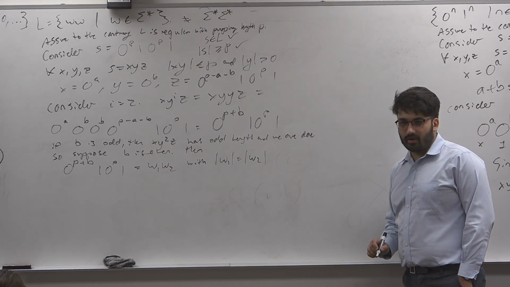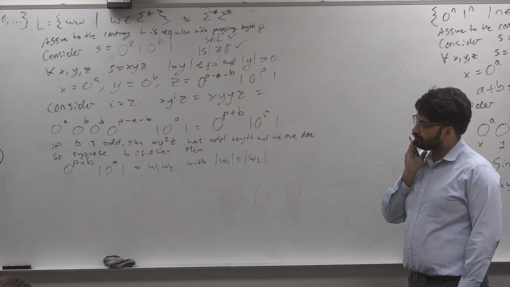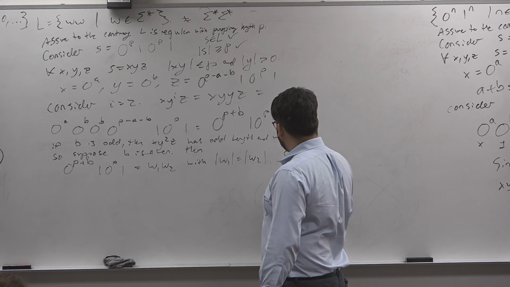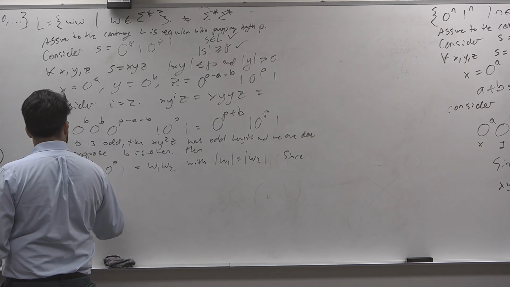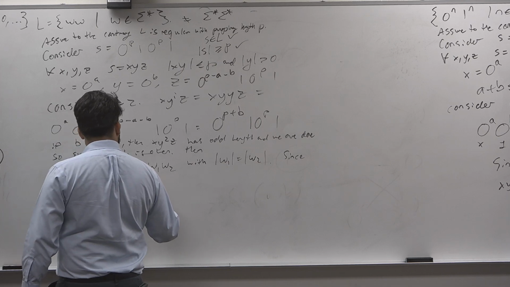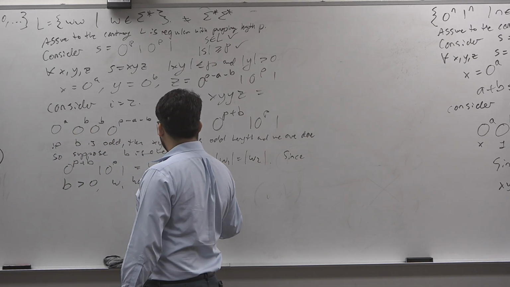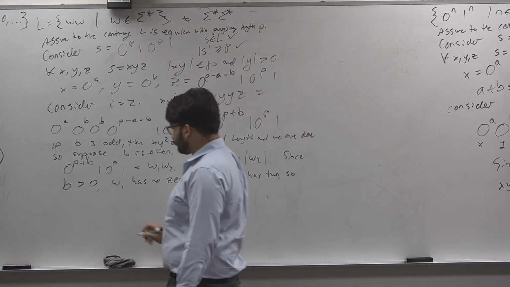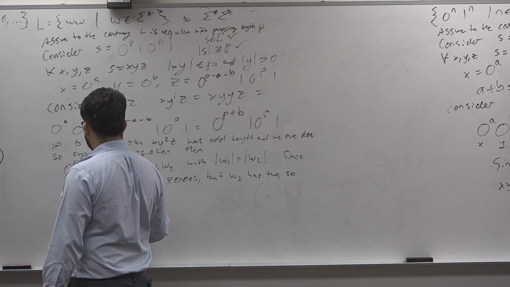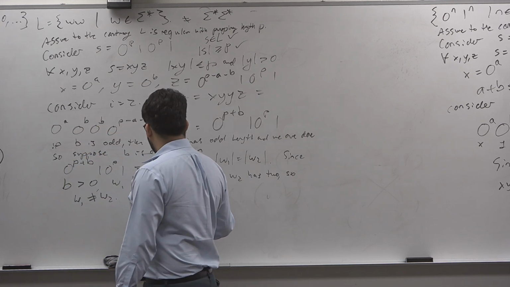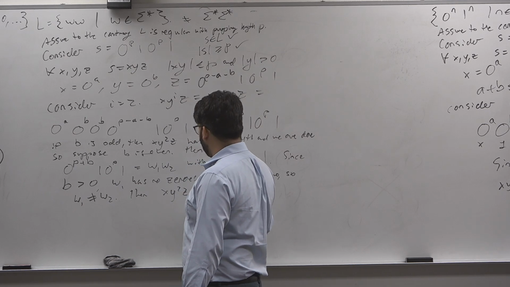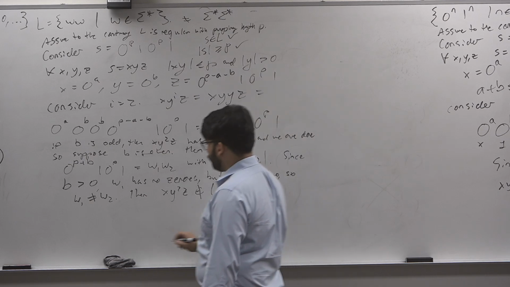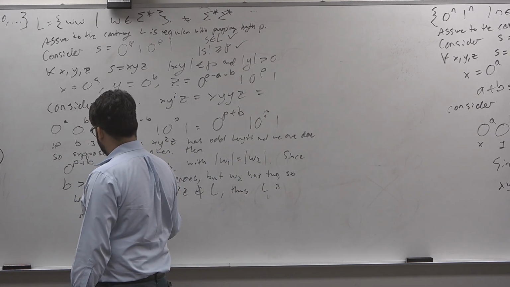Even though they have the same length, why are they not equal? W1 will have 0 ones, and then W2 will have 2 ones. So it's the same argument as for the palindrome. Since b is greater than 0, W1 has no ones, but W2 has 2. So W1 does not equal W2. Then x, y squared z is not an element of L, thus L is not regular. Done.